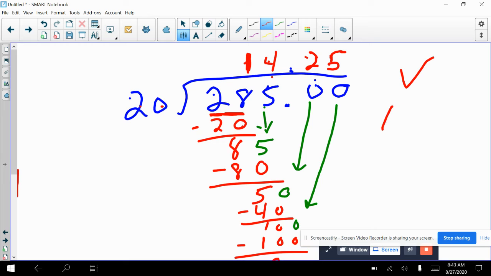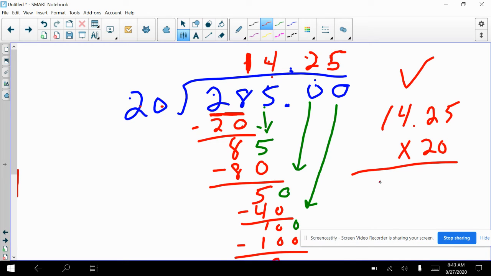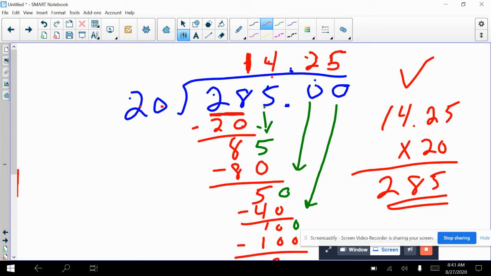Okay, to check it, you take 14 and 2500ths times 20. What's that going to give you? That better give you 285. It'll give you your dividend. You take the quotient times the divisor. Any questions? Yeah, there you go. Any questions? Does that refresh? Right? Is everybody good?